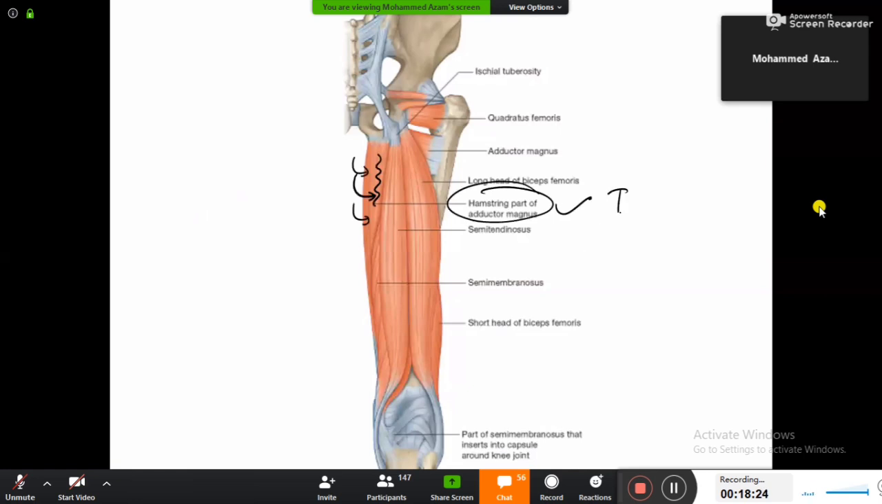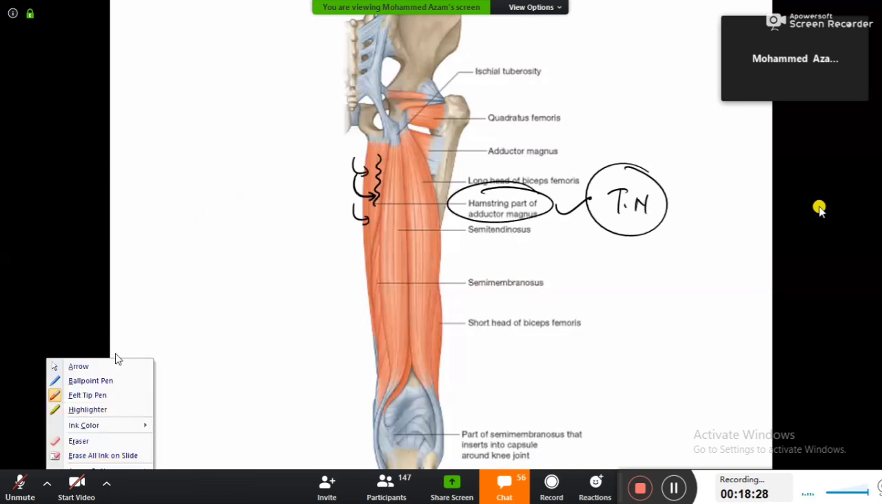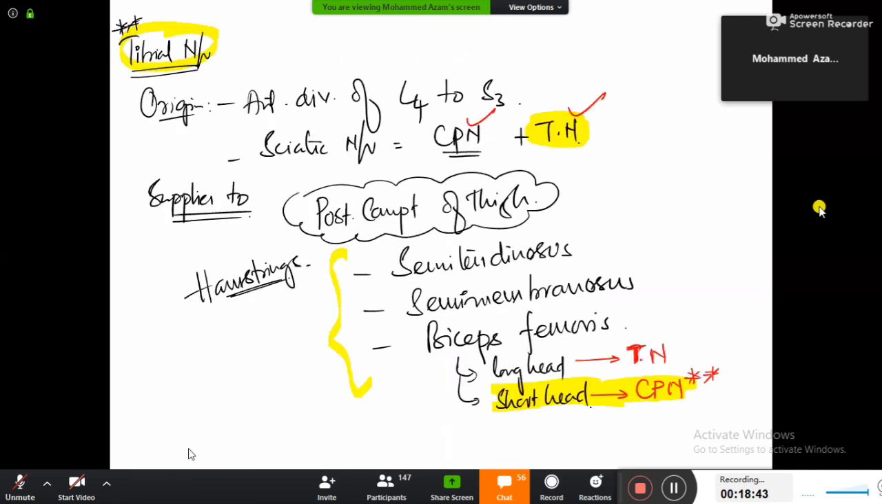That will be supplied by your tibial nerve, because it can be clearly seen in this picture that this part is coming in the posterior compartment, and my students are experts in the posterior compartment. All of them are supplied by which nerve only, guys? Tibial nerve. So in adductor magnus, only the hamstring part will be supplied by the tibial nerve. Sure. So please include this one also here.